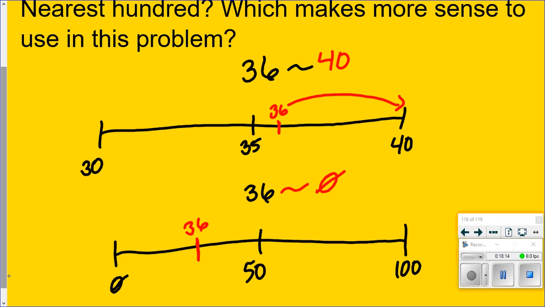All right, go ahead and write at least 1 to 2 sentences explaining which strategy makes more sense, rounding to the nearest 10, which is the top one, or rounding to the nearest 100. So you're writing a sentence or two telling me which one makes more sense.